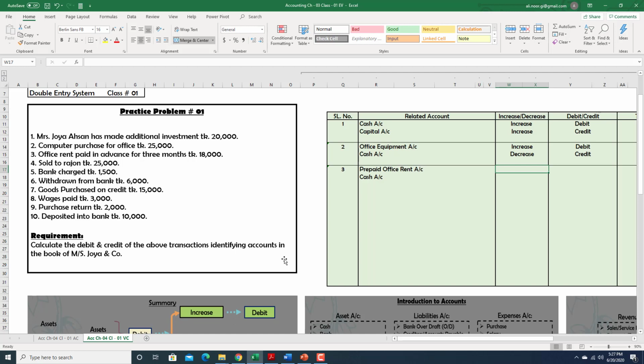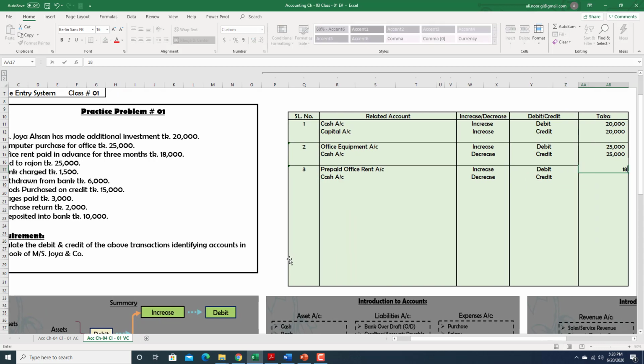Okay, for payment of prepaid office rent account, asset has increased, so increase, asset increase, and due to payment of cash it decreased, cash decrease. Okay, so asset increase we have to write debit, and asset decrease we have to write credit. All right, and this is 18,000.